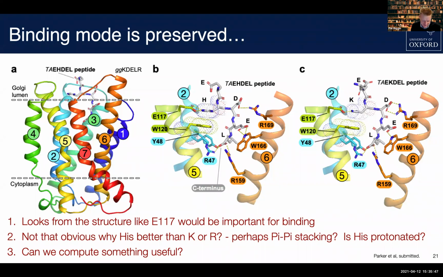The other thing you might notice is that there's a nice planar interaction between the histidine here and the tryptophan 120. From this alone, it's not that obvious why histidine would be a better binder than lysine or arginine in that position. So we think it might be to do with pi-pi stacking. That might be one explanation. But there's another question as well at this point, which is whether this histidine in the signal is likely to be protonated as well. Again, we can use computation to address these kinds of questions. It's a classic sort of problem for computation to provide some insight into.